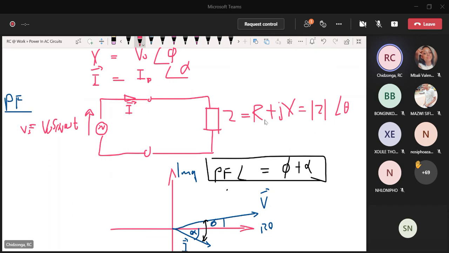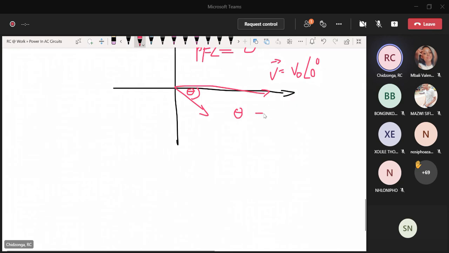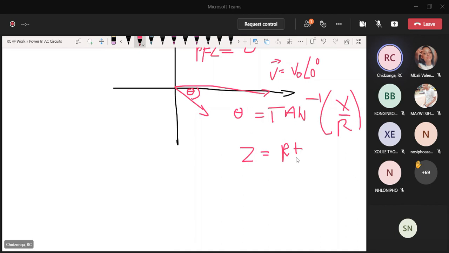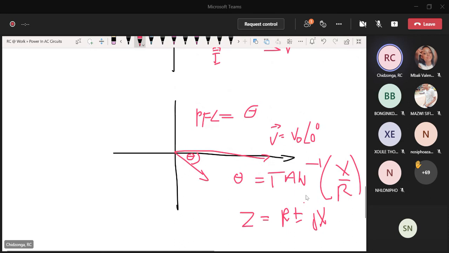So when you have this scenario, this power factor angle is equal to tan minus 1 of X divided by R, right? Where Z is equal to R plus or minus jX, right? So that in general is what we are going to be calling the power factor angle. And the cosine ratio of it is what we call the power factor.